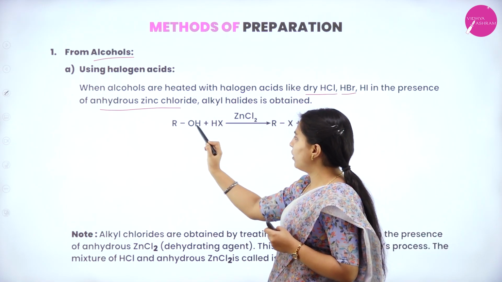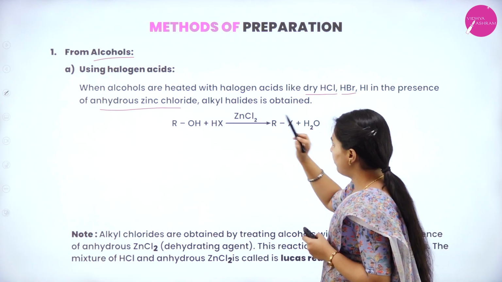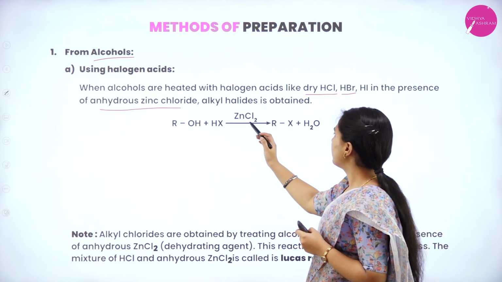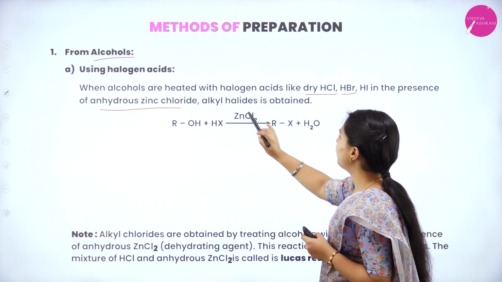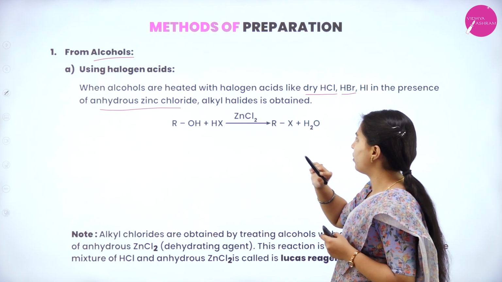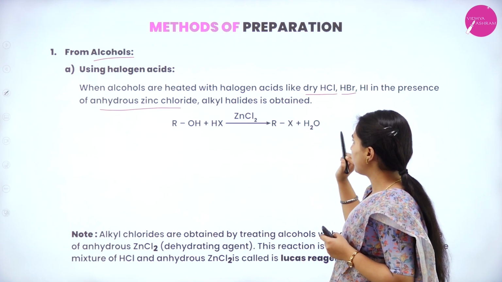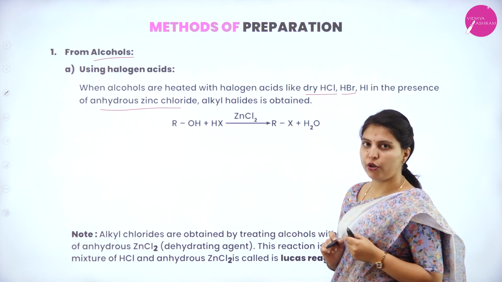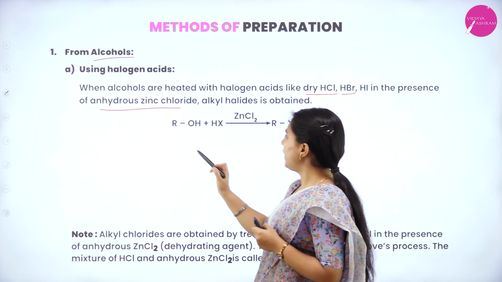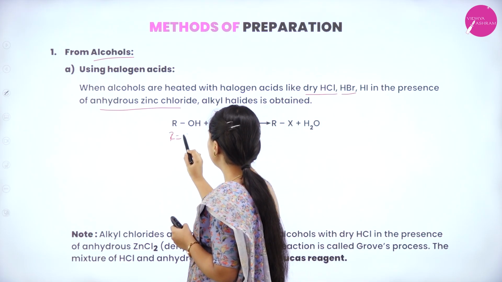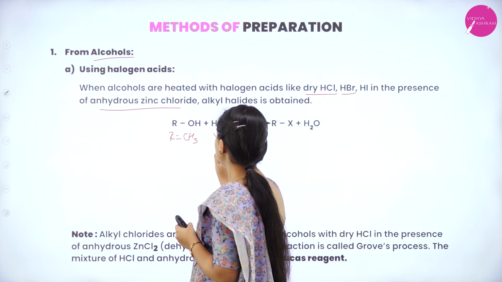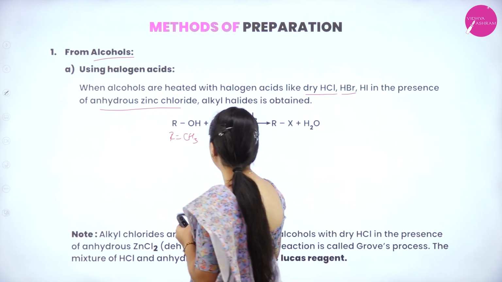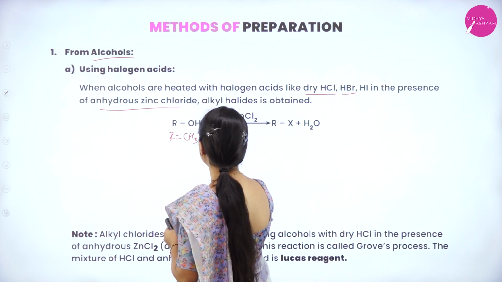See here, ROH, that is alcohol, in the presence of halogen acid, that is HX, and anhydrous zinc chloride, will form haloalkane or alkyl halide with the liberation of water. You may take R equal to CH3 and X equal to any halogen; we will take Cl only. It is a dry acid.